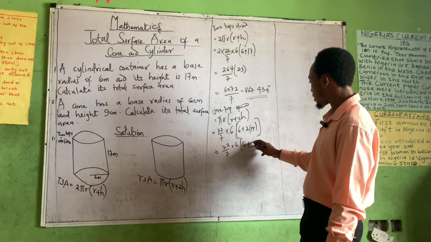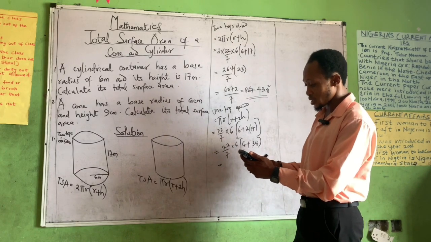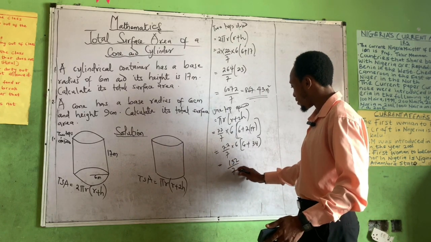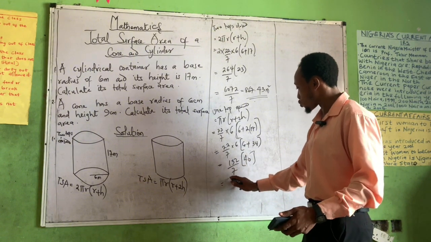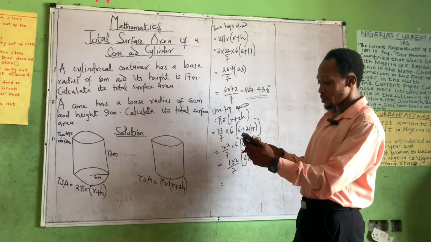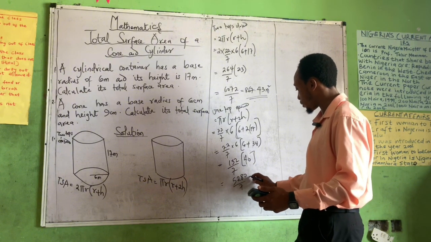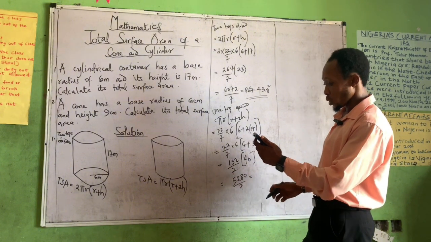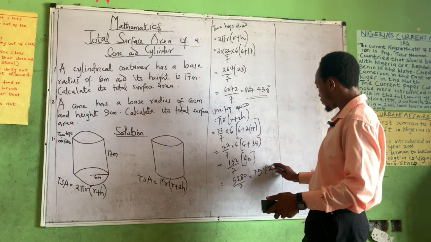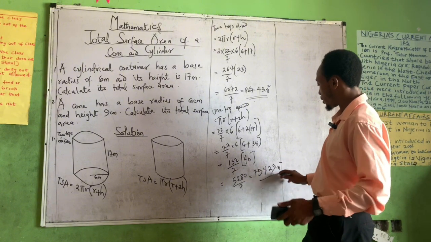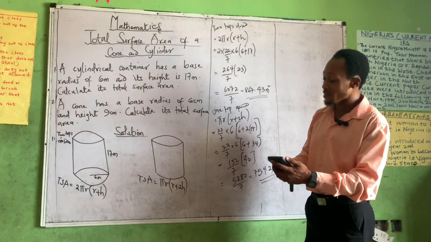So 2 times 17 is 34. So we have 22 times 6, let's just do it once. 22 times 6 will be 132/7. Then we have 40 here. So let me do 132 times 40. We have 5,280 over 7. And when we punch our calculator, we get 754.29 meter square. So that is it for the total surface area of a cylindrical container.